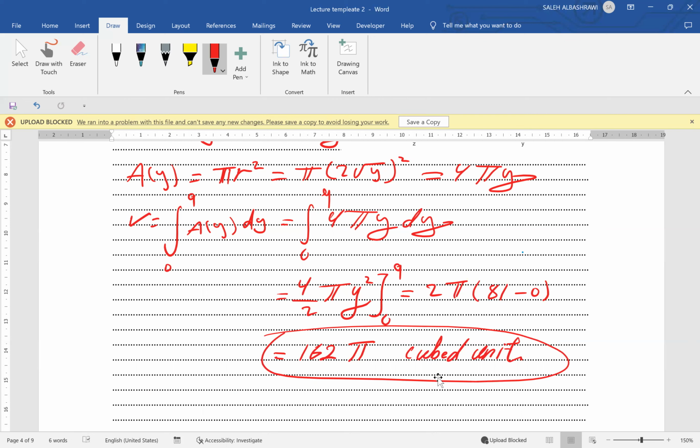This is the idea of finding the volume of a solid by rotating a given region R about the y-axis or x-axis. All we need is to find the cross-sectional area A of x or A of y, and then integrate it over the given interval a to b for x or c to d for y, and that will be the volume of the given solid.